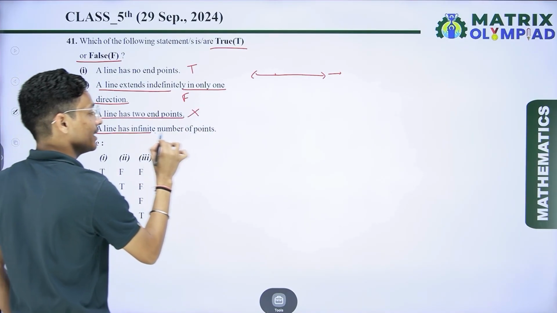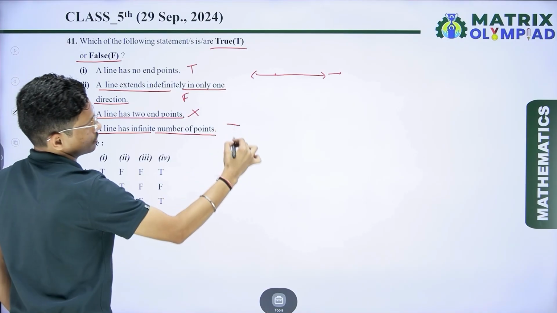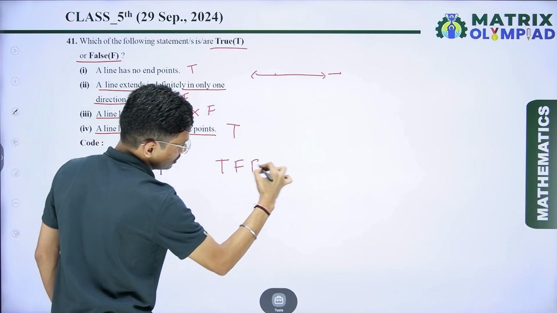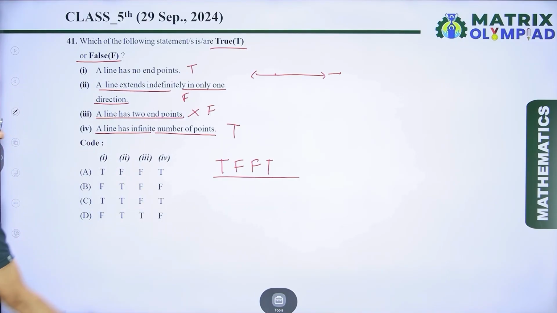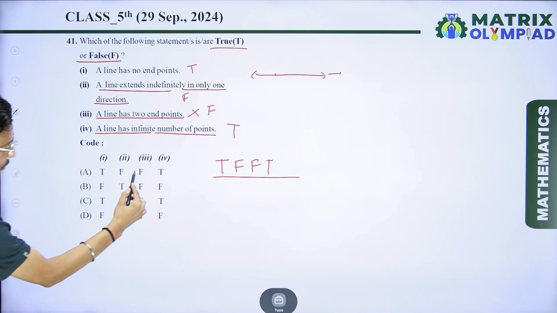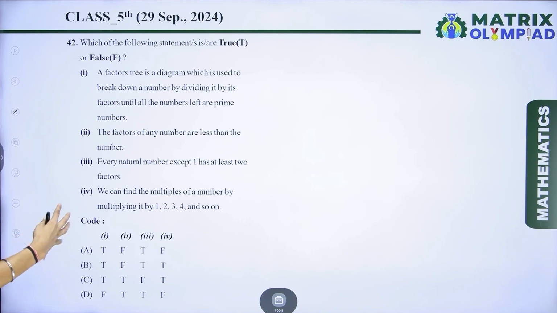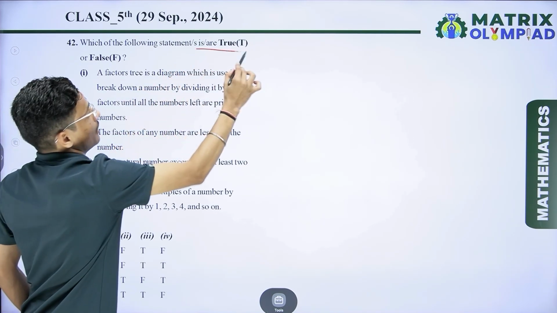A line has infinitely many points. Yes, true. So here we have the code true, false, false, true. TFFT. So option number A is correct. Now if I talk about the next question, which of the following statements is true or false?